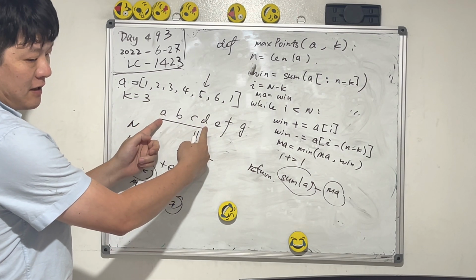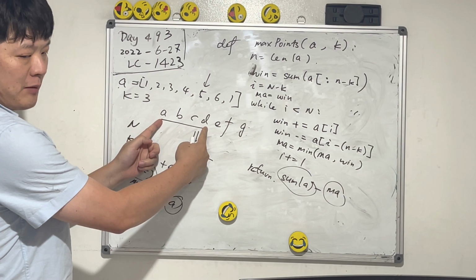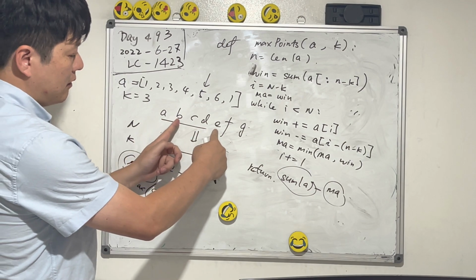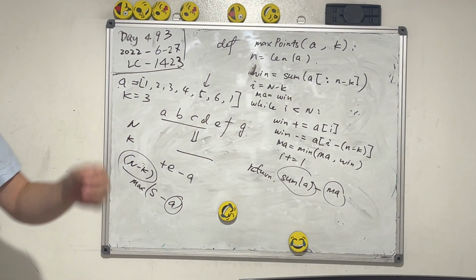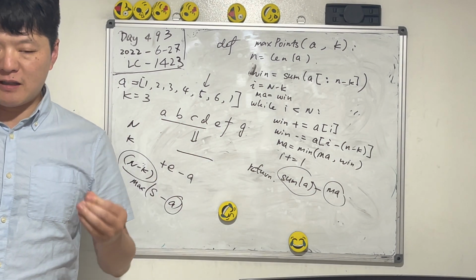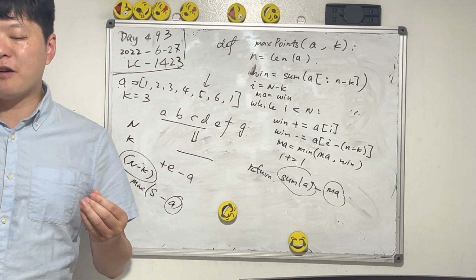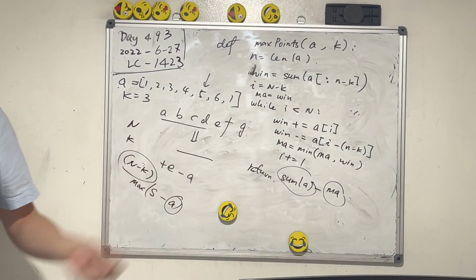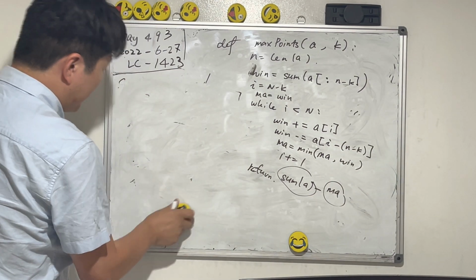If the window size is 4, and we move one position to the right, so what happened to the sum? It will minus a plus e. Yeah, minus a plus e. So we keep updating the sum of the windows, instead of recalculating the sum. If we recalculate the sum, that's going to take longer, right? We want to talk about another approach today.